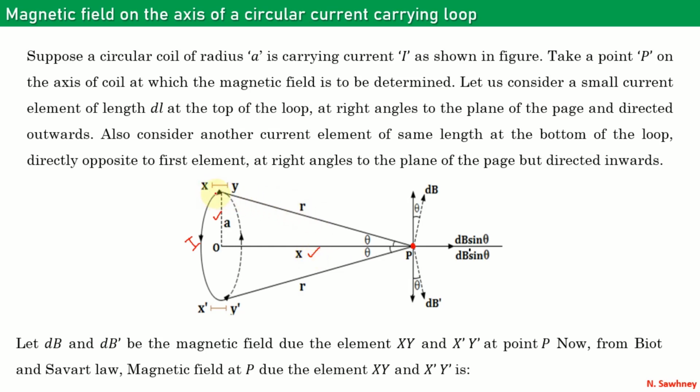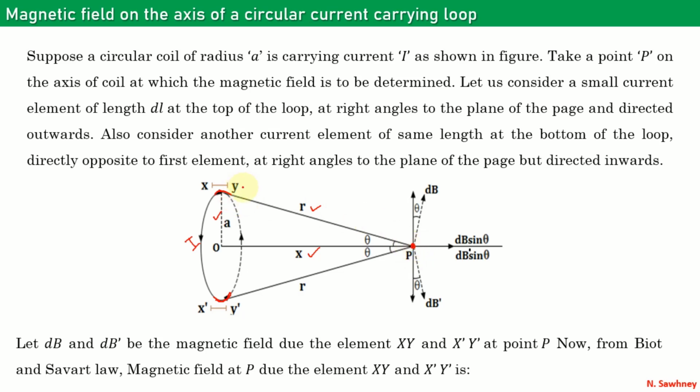Here we have considered a small current element XY of length dl, which is situated at the top of the loop at right angles to the plane of the page and directed outwards. Also, I have considered another current element X'Y' of the same length at the bottom of the loop, directly opposite to the first element, at right angles to the plane of the page but directed inwards. Both the elements are at a distance r from point P at which the magnetic field is to be calculated.